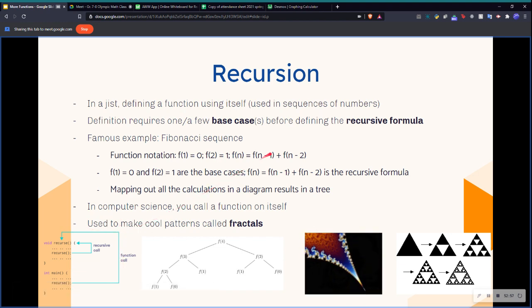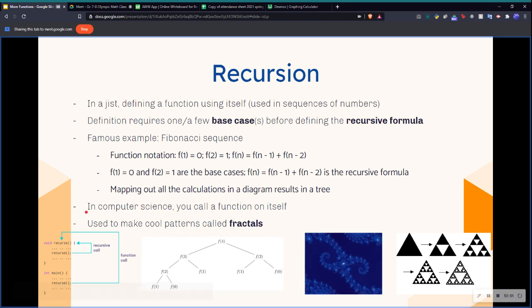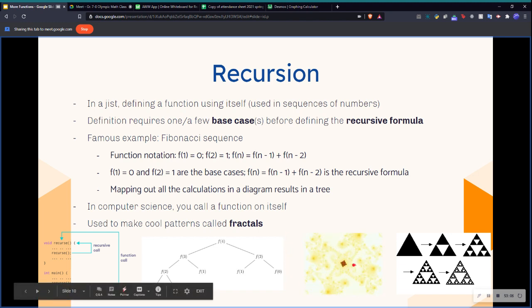But what can we do with recursion in art, say? We can use it to make these cool patterns called fractals, right?